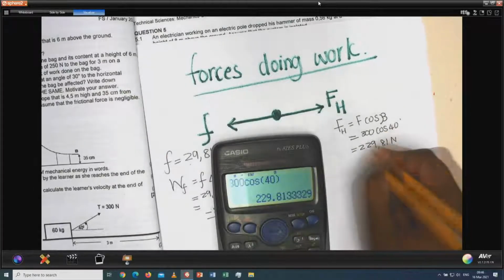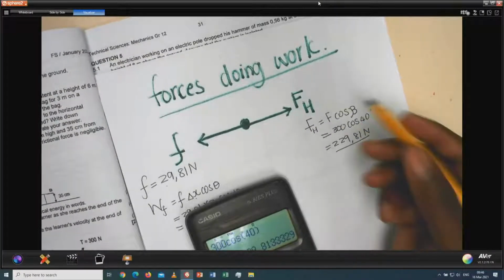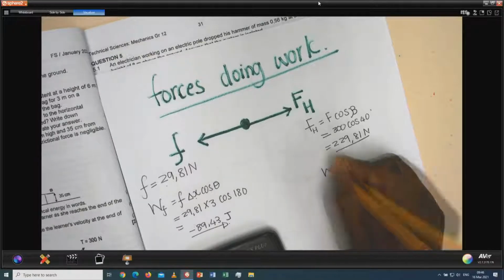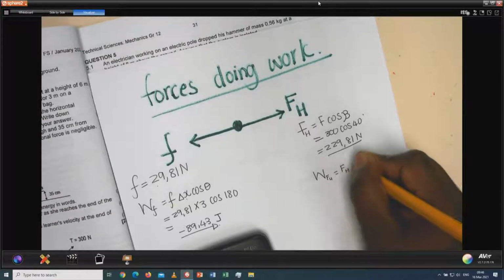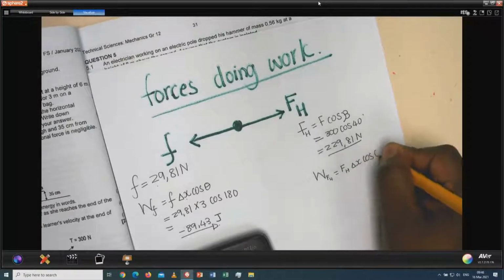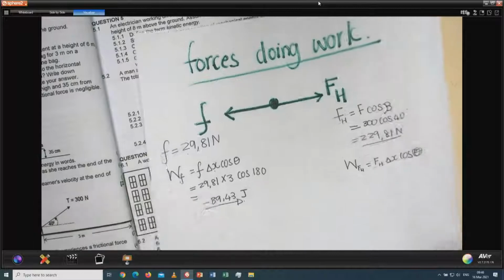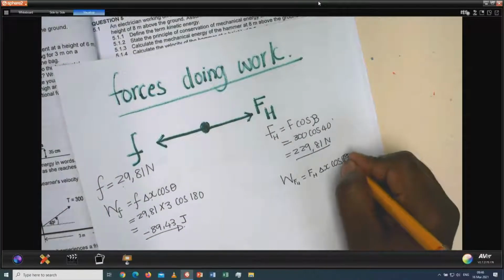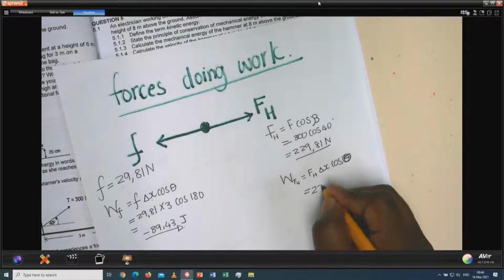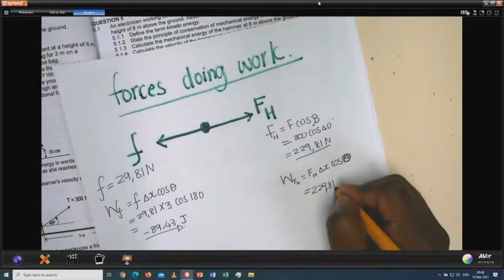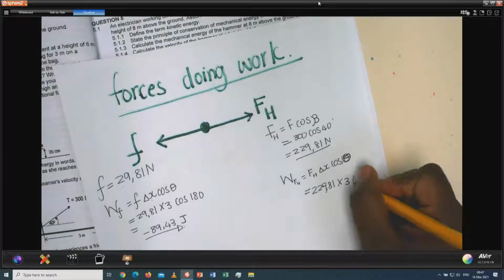229,81 newtons. This is the magnitude of the force, how big the force is. Then you can calculate the work that is being done by the force. The work that is being done, sorry for this untidy handwriting here. So the magnitude of the force is 229,81, and the position change of the object is 3 cos.